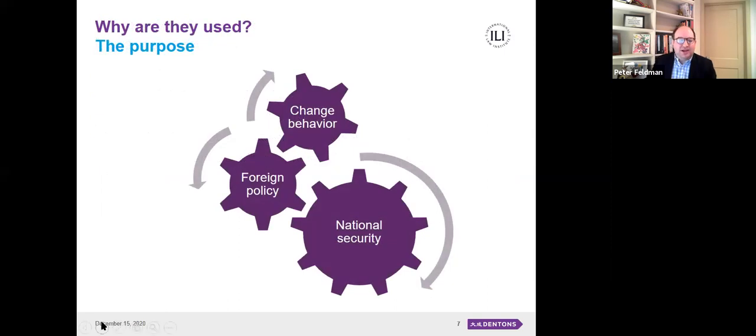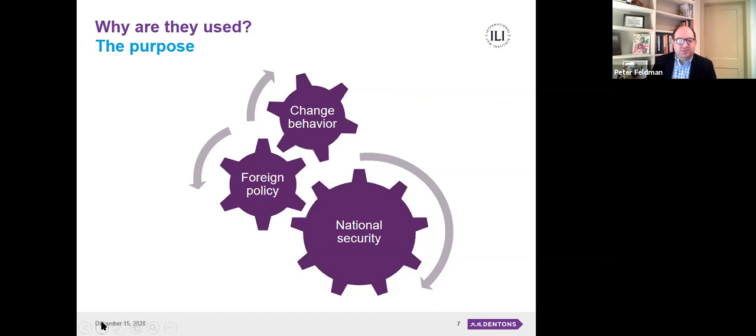Now, why are sanctions used? Well, sanctions are not just about punishment. Sanctions are legal instruments of foreign policy and national security. And in that sense, they're inherently political and policy driven, even though they certainly are matters of law, and they can be legalistic at times. And we'll talk about that legalistic nature shortly and certainly throughout the day today.